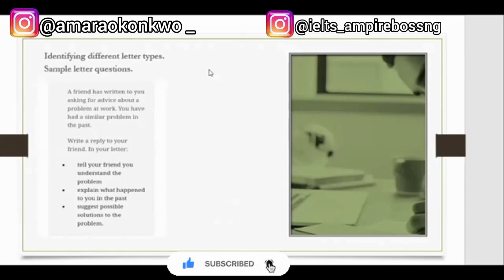From all the things I've explained, let's test. Let's see if you can identify the different types of letter. Can you see this one? Is it clear? Can you read the question? Yes. Okay. A friend has written to you asking for advice about a problem at work. You have had a similar problem in the past. Write a reply to your friend.